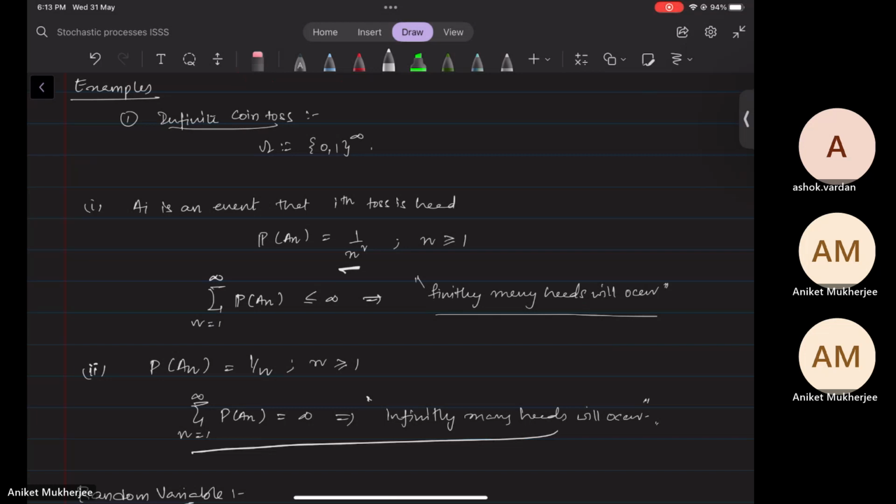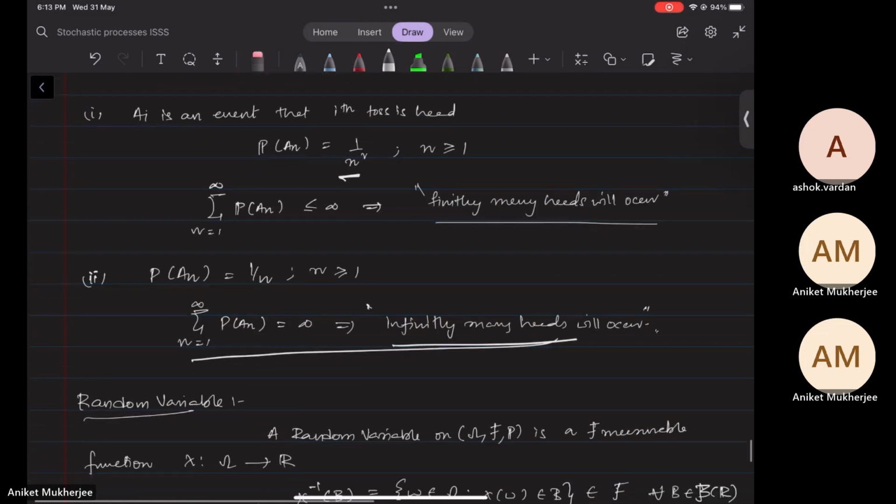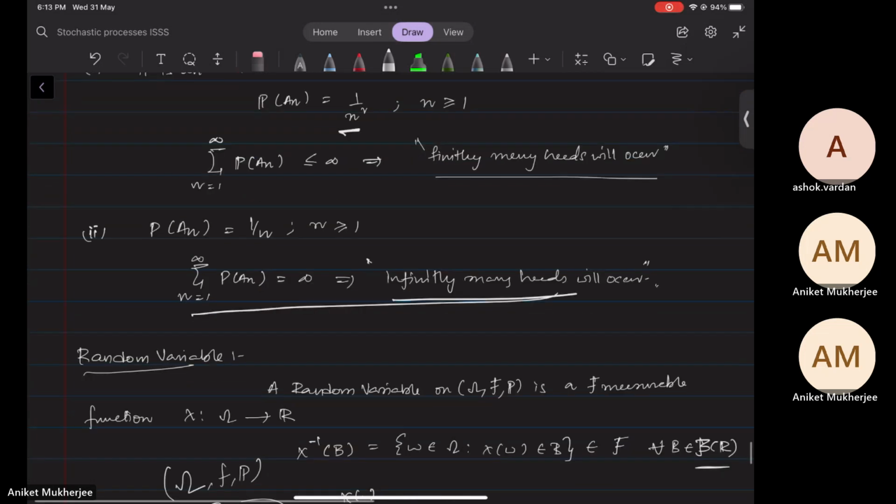This, according to the Borel-Cantelli lemma, says that no matter how many times you toss a coin, there will always be a small positive probability with which a head will occur, and heads will occur infinitely often with probability 1. It's not just a small probability. It might take a long time, but infinitely many heads will occur. This intuitively doesn't make sense, but this is what the Borel-Cantelli lemma, the zero-one law, says, and we will see why this happens later in the course.